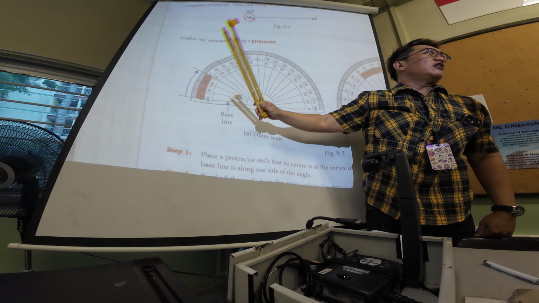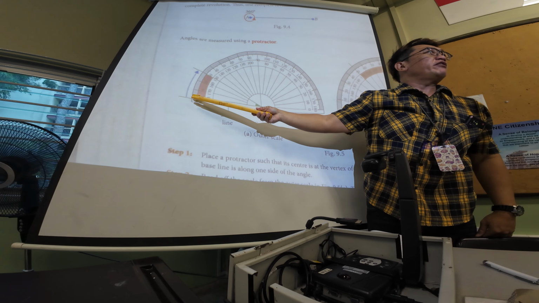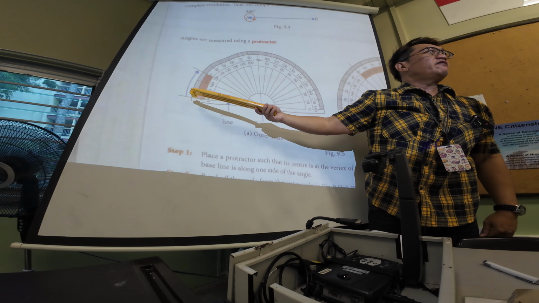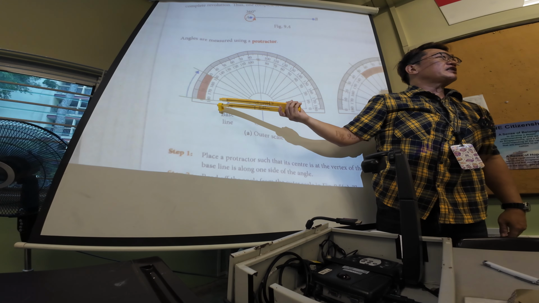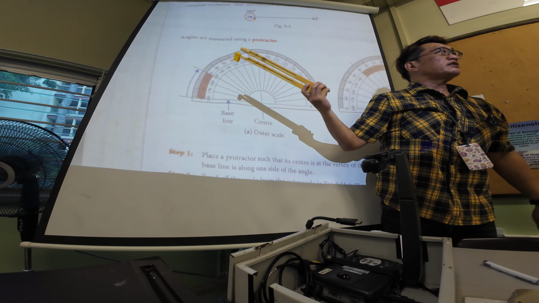So if you look at your protractor, Fiona, why are you still staring at the outside? You never bring your protractor. I put a protractor for you to see, but you are still looking at outside.